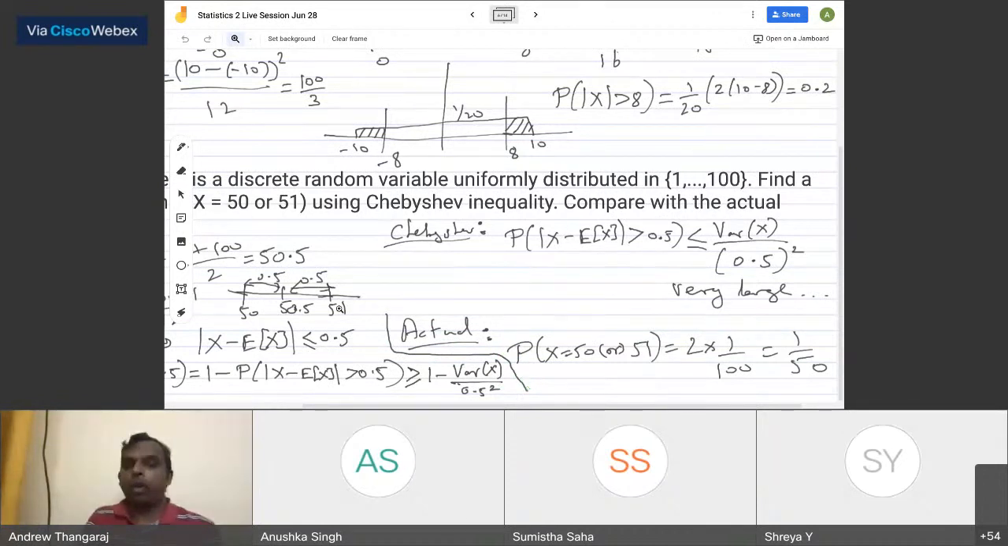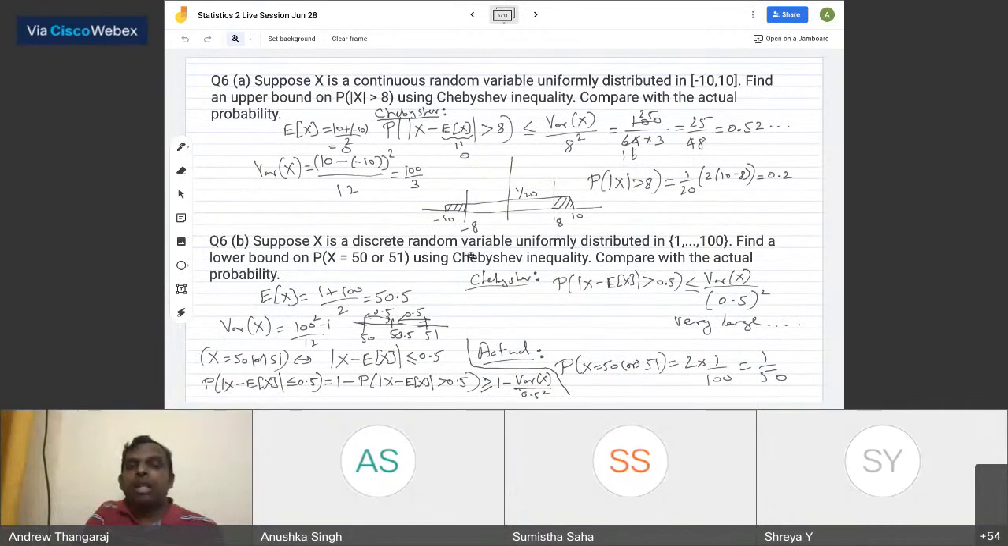Think about how I got that. This guy is less than or equal to variance of X by 0.5 squared. So 1 minus that is greater than or equal to 1 minus variance of X by 0.5 squared. So the lower bound that I want is actually 1 minus variance of X by 0.5 squared. It turns out variance of X by 0.5 squared is very large. So you will get the ridiculous bound of greater than or equal to 0. But anyway, it's not so interesting for us. But this is how you get a lower bound on probabilities using Chebyshev inequality.